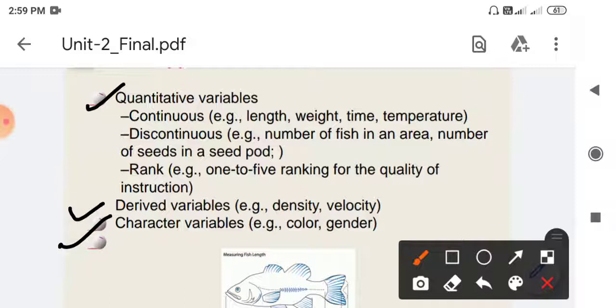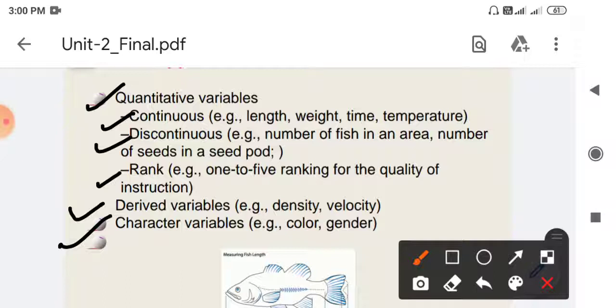In a broad way we can classify the variables as quantitative variables, derived variables, or character variables. Another type of classification is that within the quantitative variables, certain variables are continuous, certain variables are not continuous or discontinuous, and some variables give ranks to particular observations.